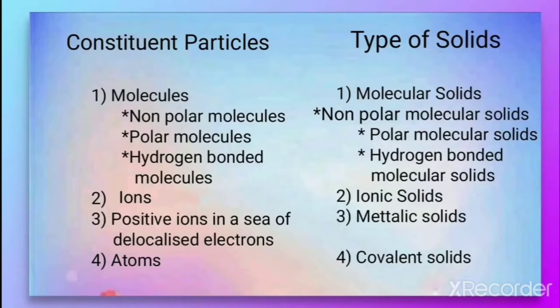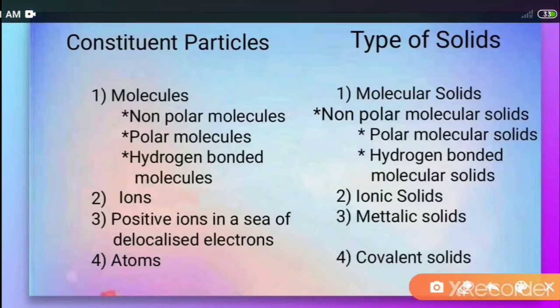If the constituent particles are molecules, then it is called molecular solids. The molecule may be non-polar, polar or hydrogen bonded, so the molecular solids can be further classified into three types. And if the constituent particles are ions, then the solids are called ionic solids.